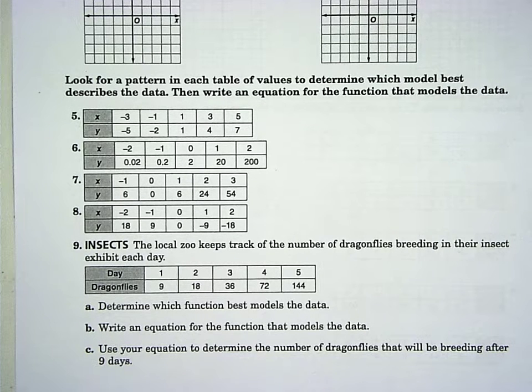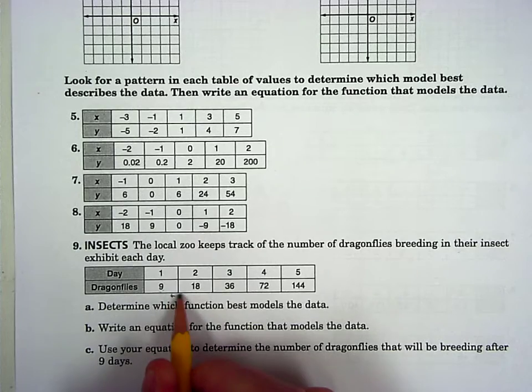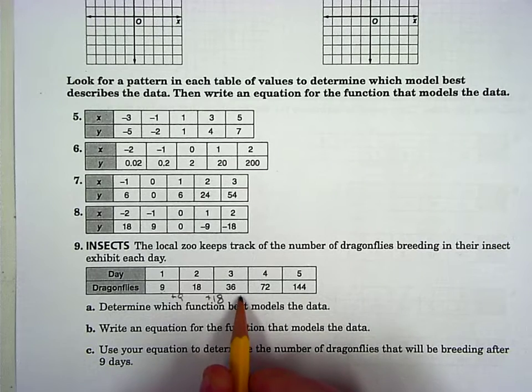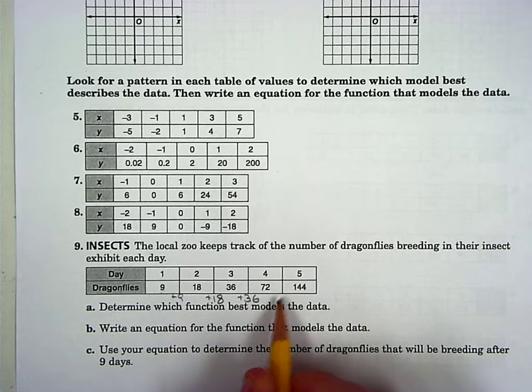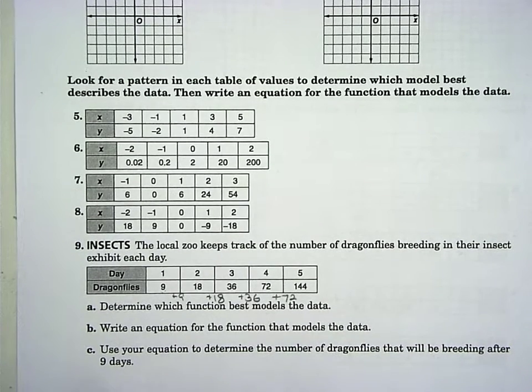A is going to ask us to determine which function best models the data. You should be able to look at this data and know pretty quickly what type of function it's going to be. But let's just look at the table anyway. So we have 9 to 18, which is plus 9, 18 to 36, which is plus 18, 36 to 72, which is plus 36, 72 to 144, which is plus 72. So it's clearly not going to be a linear function.